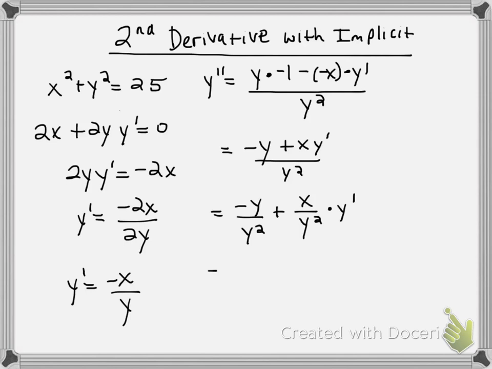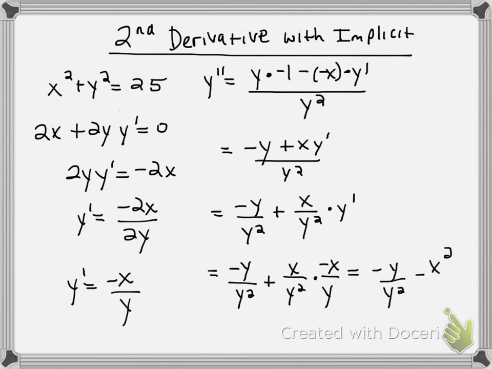Now all I have to do is substitute what y prime equals. So negative y over y squared plus x over y squared times my y prime, which is negative x over y. At this point, I can go ahead and multiply those two fractions together. I get negative y over y squared, minus this time, because I'm taking a positive and multiplying it by a negative, and I get a negative x squared over y cubed.